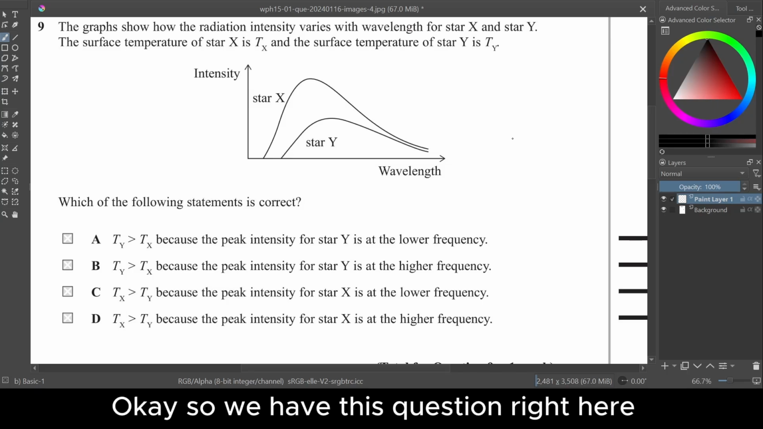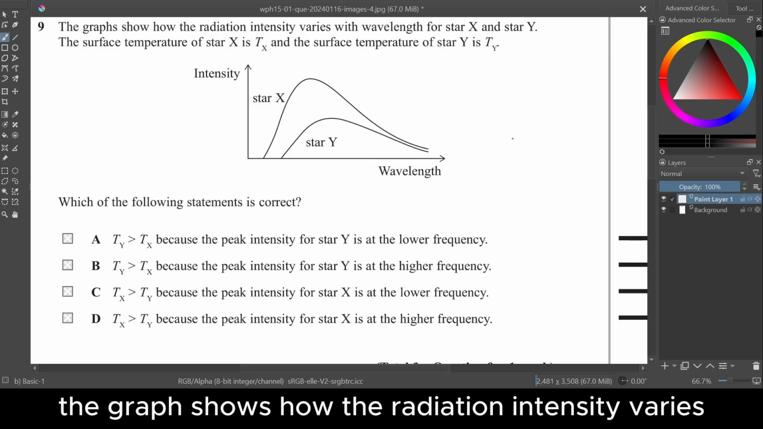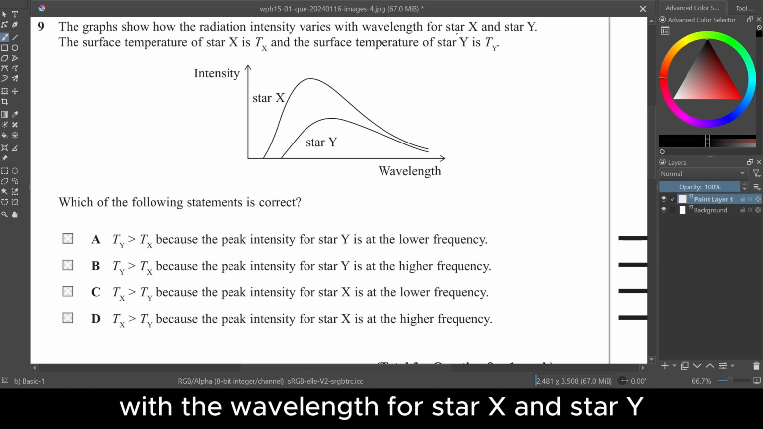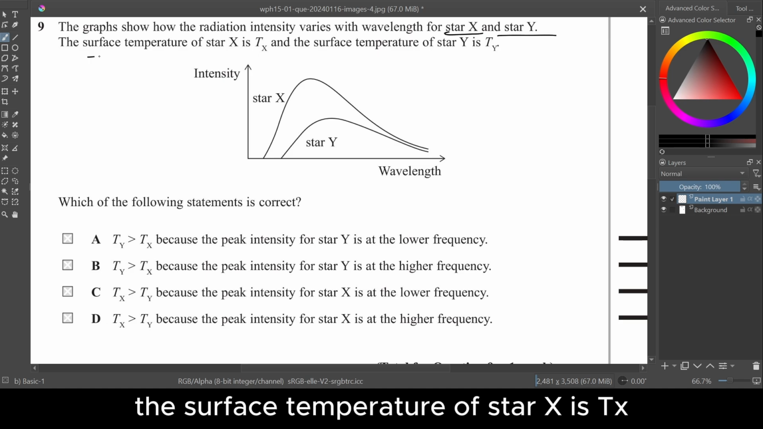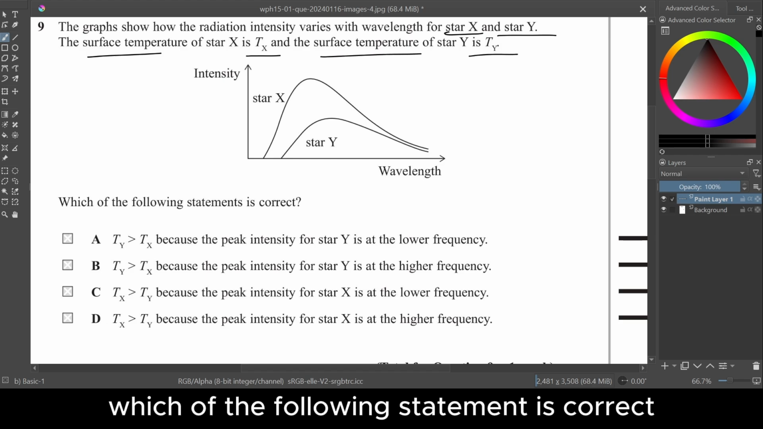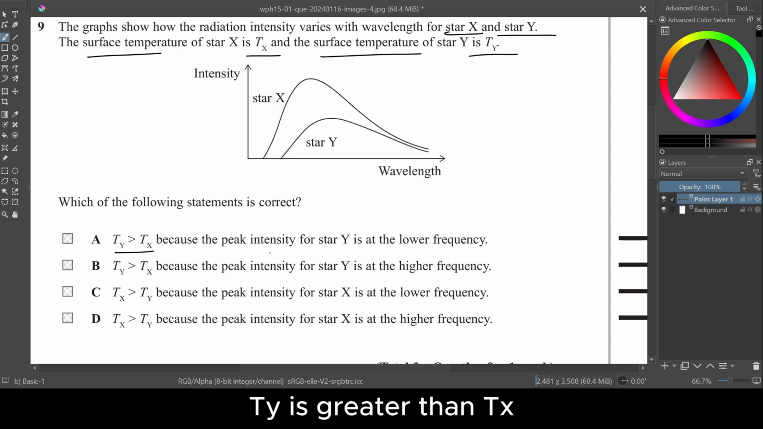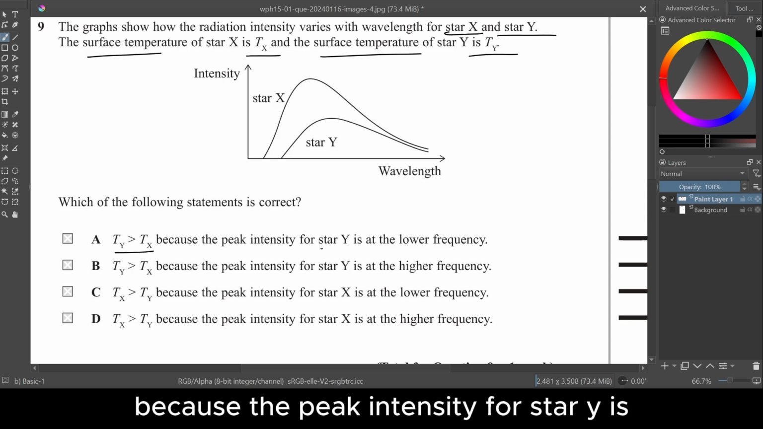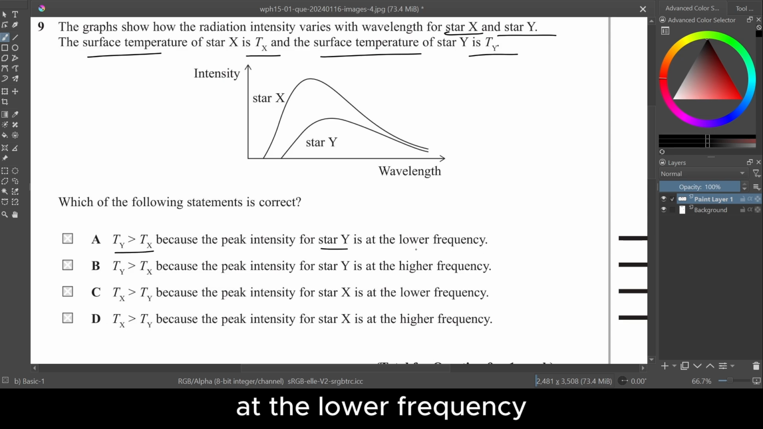Okay, so we have this question right here. It says the graph shows how the radiation intensity varies with the wavelength for star X and star Y. The surface temperature of star X is Tx, the surface temperature of star Y is Ty. Which of the following statements is correct? Ty is greater than Tx because the peak intensity for star Y is at the lower frequency.